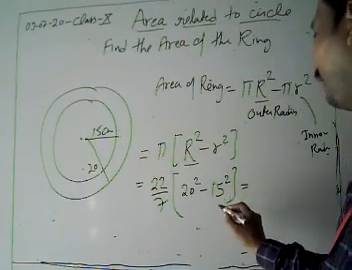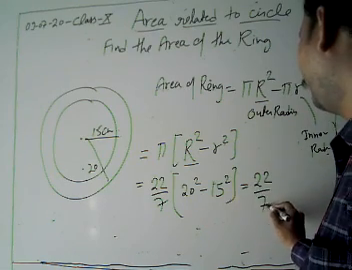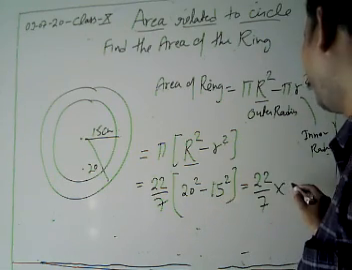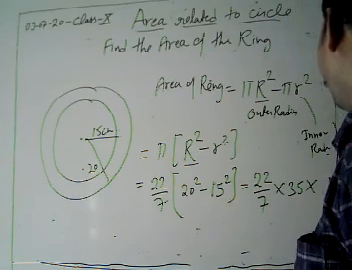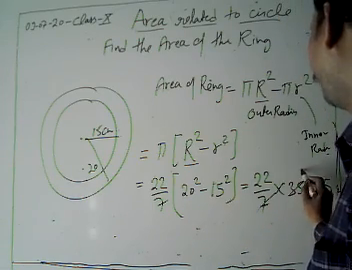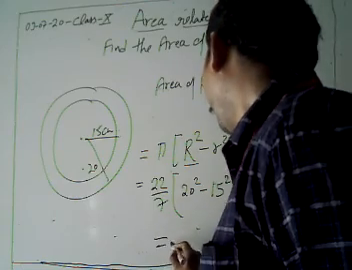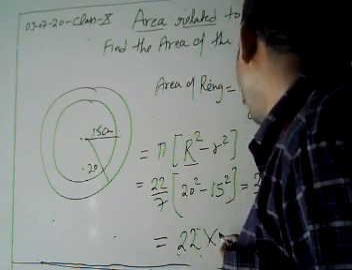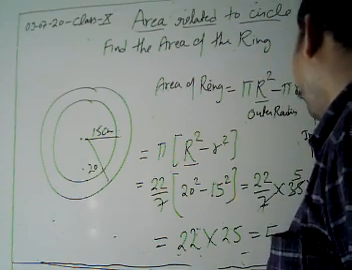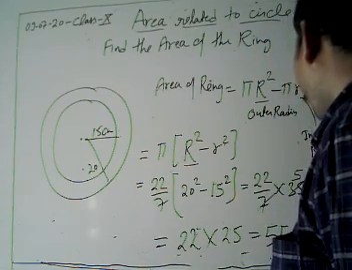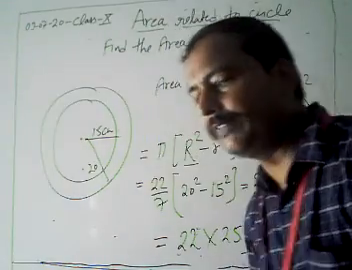Then a square minus b square, 22 by 7, times this. Adding this, 20 plus 15 is 35. Second, take the difference: 5. Then 7 5s are 35, then 22 into 25 is 550. It's 550 centimeter square.